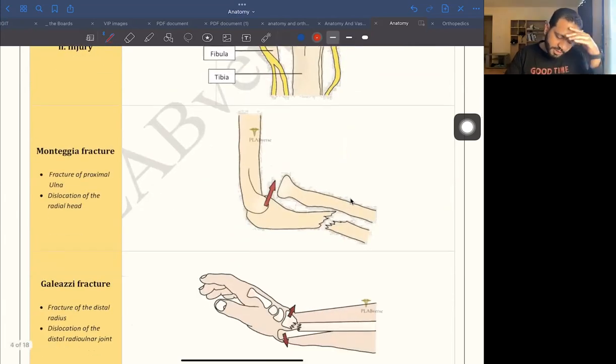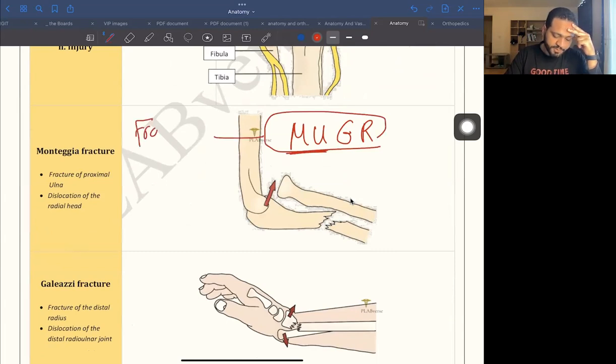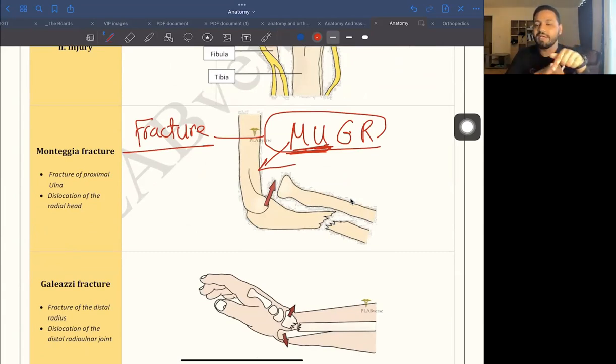There is something called Monteggia fracture. This is the way I know it. So MUGR. In this scheme, we're talking about the fracture, not the dislocation. You have something called Monteggia fracture and Galeazzi fracture. Monteggia means it is an ulnar fracture and superior radioulnar joint dislocation. So when you have an ulnar fracture and superior radioulnar joint dislocation, this is called Monteggia fracture.